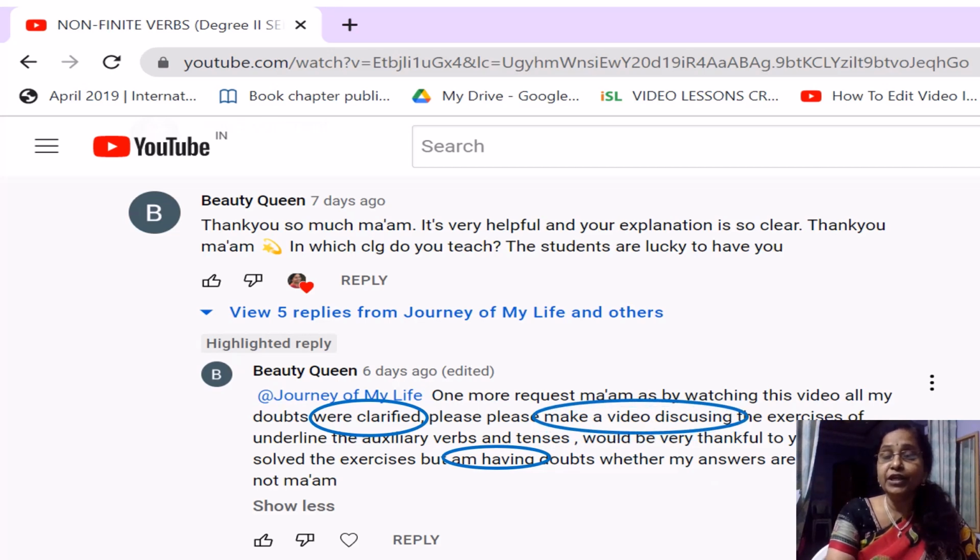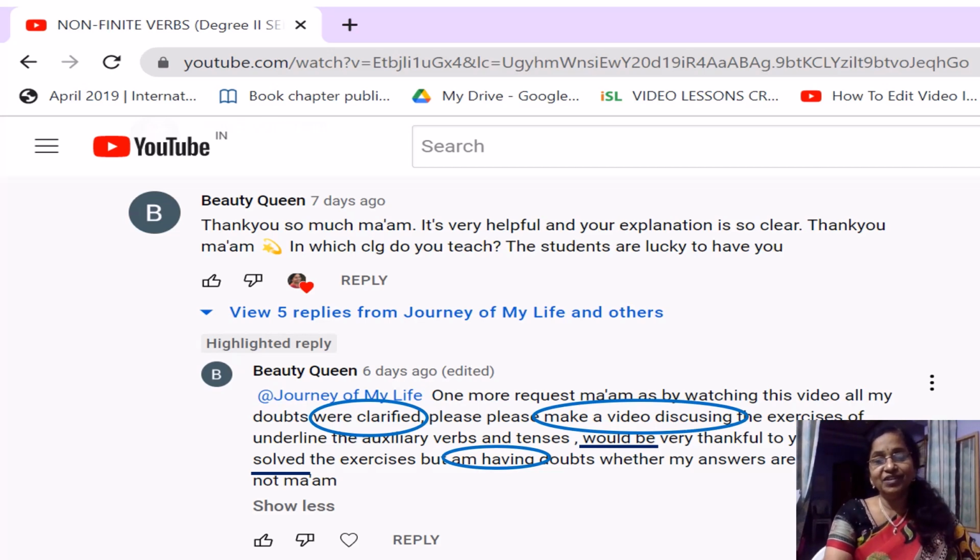And make a video discussing the exercises. Make is the main verb, discussing is the non-finite. If you remember the previous video, it is non-finite, discussing. Okay, and then would is the auxiliary and be is the main verb. And have solved. Have is the auxiliary, sorry, and solved is the main verb.